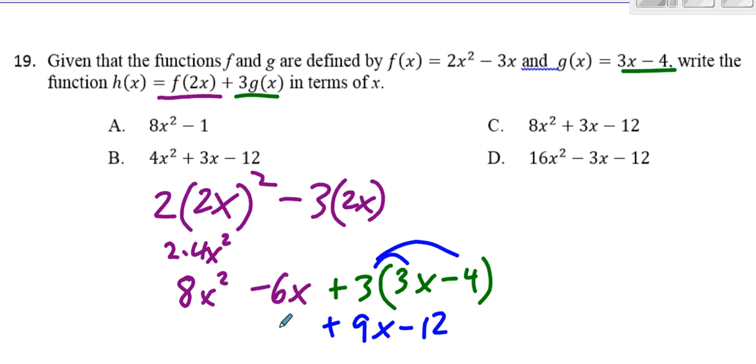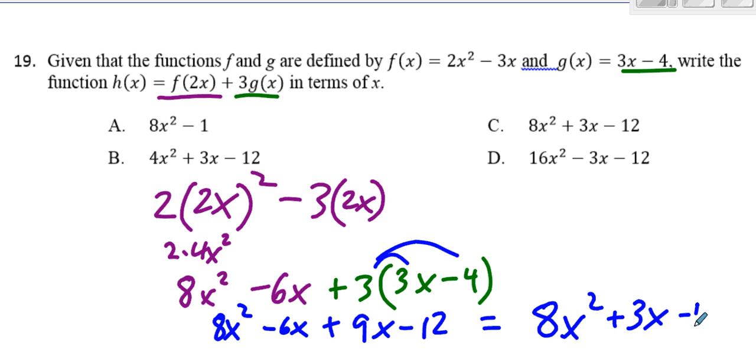And combine like terms with the rest of it. 8x squared stays by itself. Negative 6 plus 9 is 3x minus 12. C.